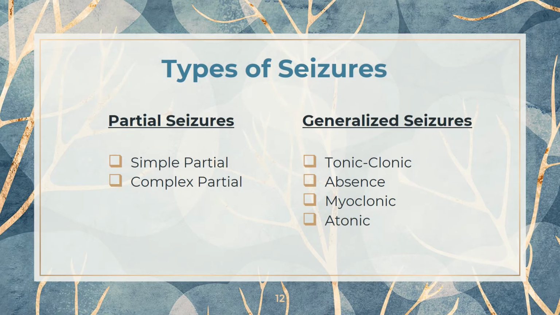Seizures are divided into two types: partial seizures and generalized seizures. Partial seizures consist of simple partial and complex partial seizures. Generalized seizures consist of tonic-clonic, absence, myoclonic, and atonic seizures. We will overview them all.